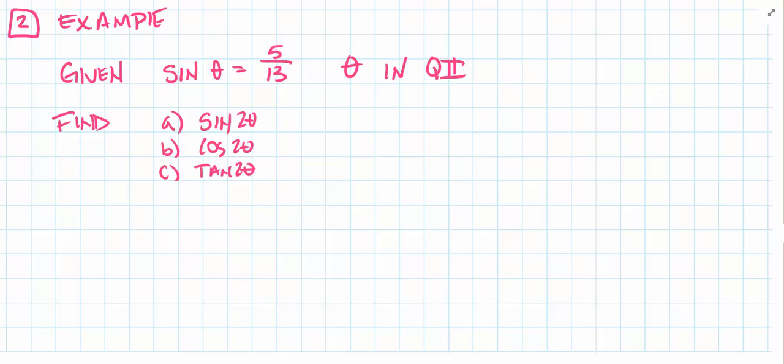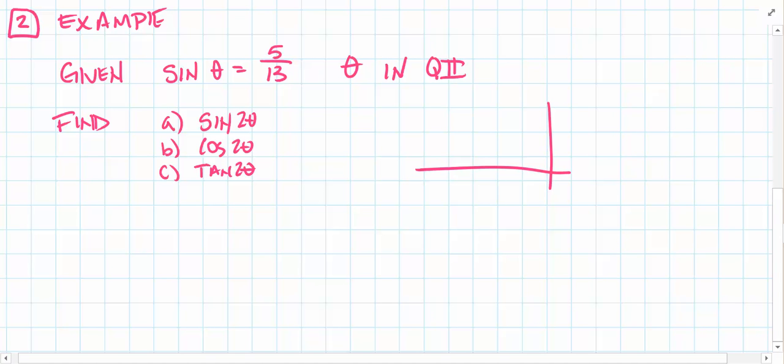The very first thing that we need to do, though, is what? If we were given information, we got to draw the picture. Very good. So we're going to go ahead and draw the picture. It's going to be in quadrant number 2, okay? It's going to be a right triangle. Here is angle theta. I am now in quadrant number 2.